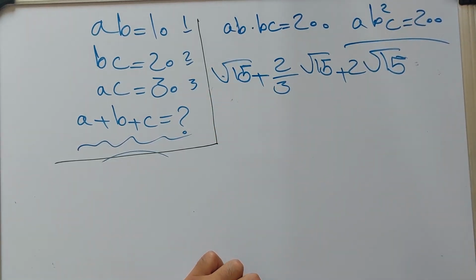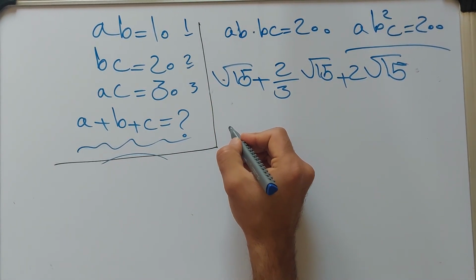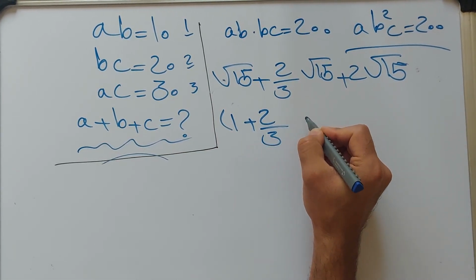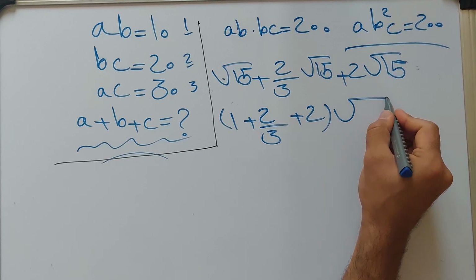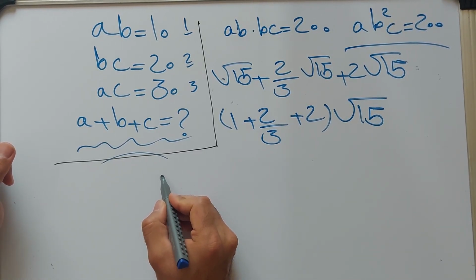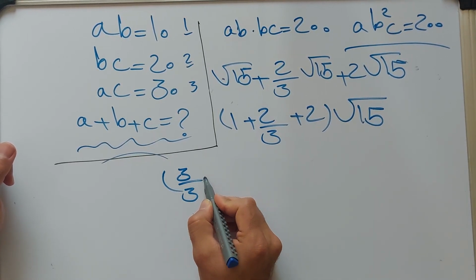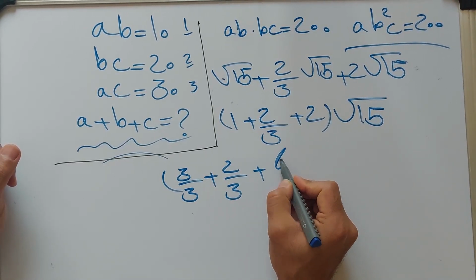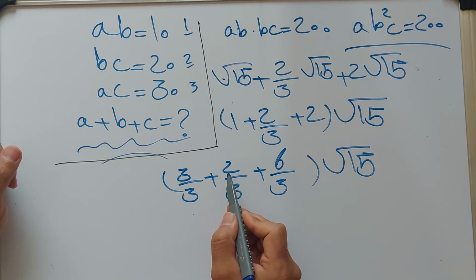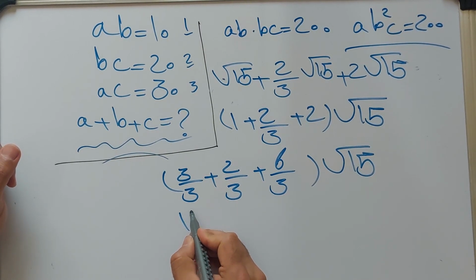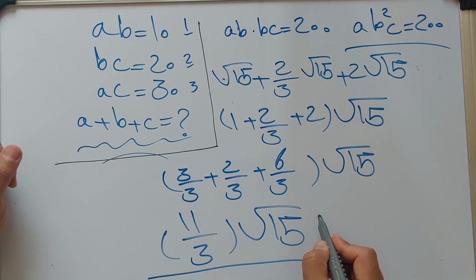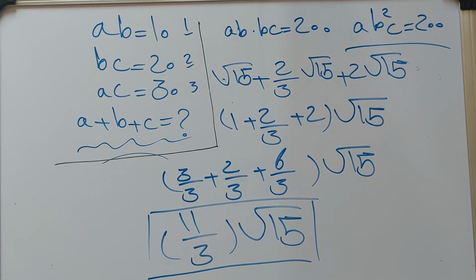Now the final answer is pretty much simple. Let's factor out square root of 15, which is the common term here, right? So you can say 1 plus 2/3 plus 2, times square root of 15. The common denominator in this bracket is just 3. So we can say 3 over 3 plus 2 over 3 plus 6 over 3, times square root of 15, which is 3 plus 2, 5 plus 6, 11. So 11 over 3 square root of 15. Let's put a box around it. And that's the final answer.